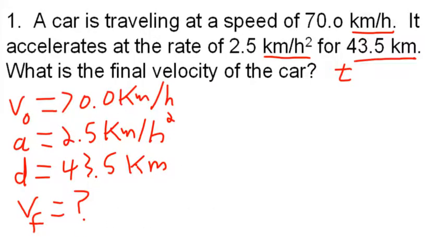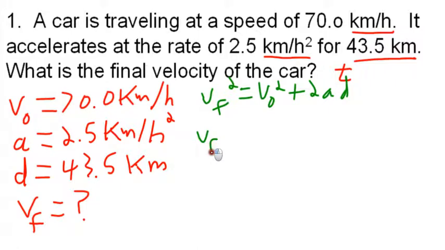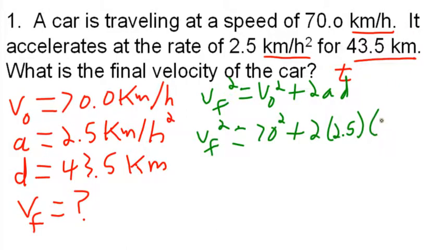From here, we want to write out our equation. Vf squared is equal to V naught squared plus 2ad. And now we simply plug in our values and solve for our unknown variable. We have Vf squared, which is what we're looking for, so we'll leave that as Vf squared is equal to V naught squared. So that's going to be 70 squared plus 2 times the acceleration, 2.5, times the displacement, which is 43.5. And now we simply work this out in our calculator.